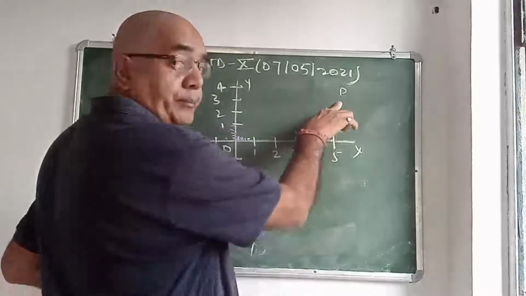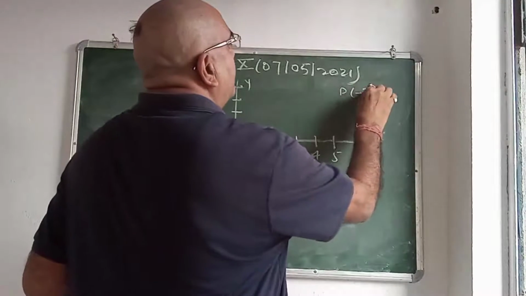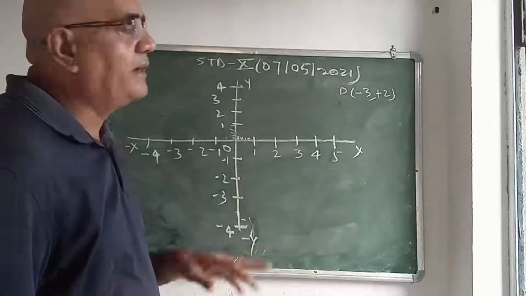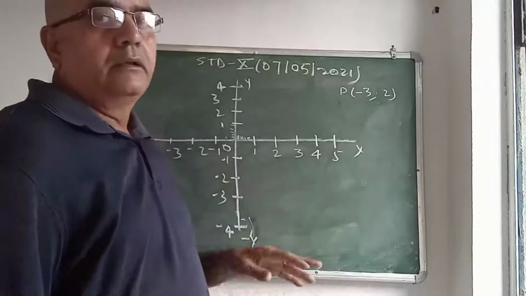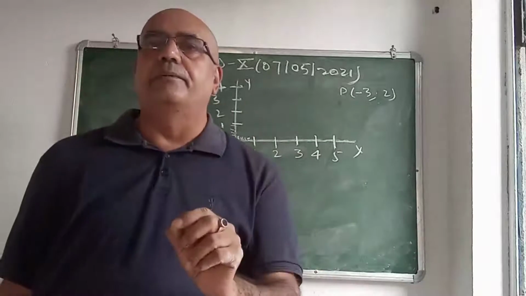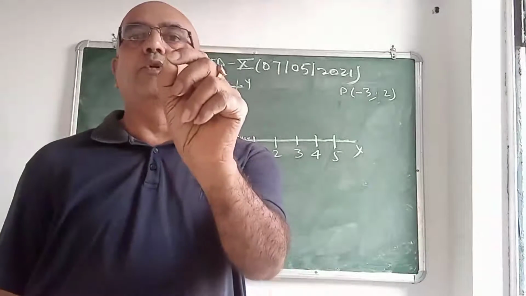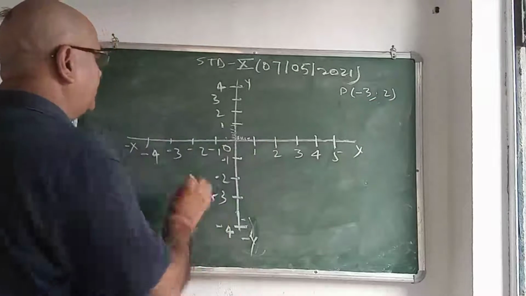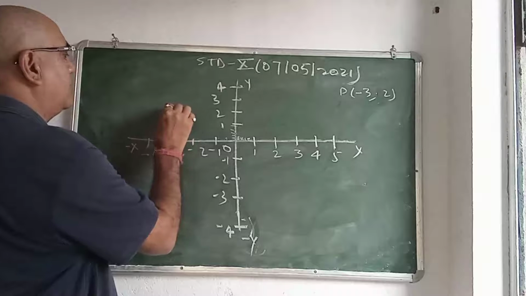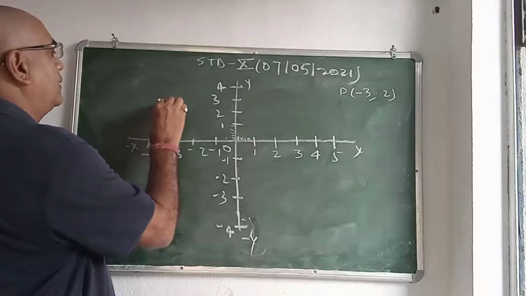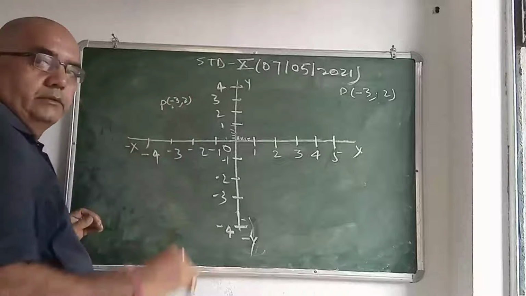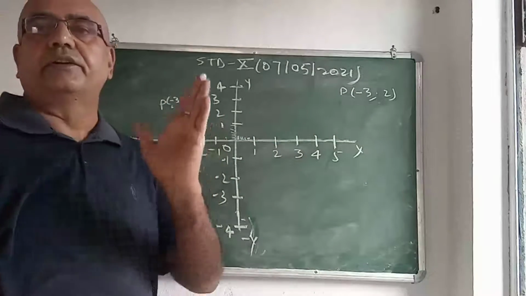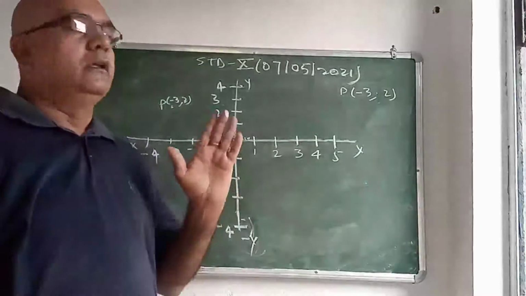P is given: P is (minus 3, 2). First of all, what point is given? You locate it in the proper quadrant. So x is negative, y is positive. So minus 3, and 2 positive. So this is the point P: minus 3, 2. Now, after locating the point, read the question to see what is given.